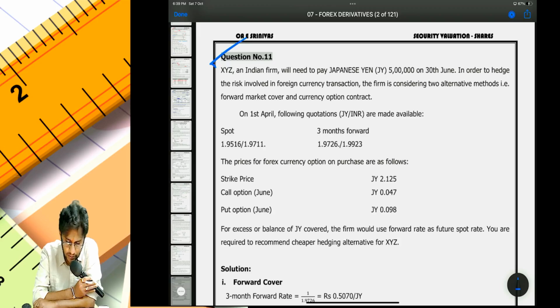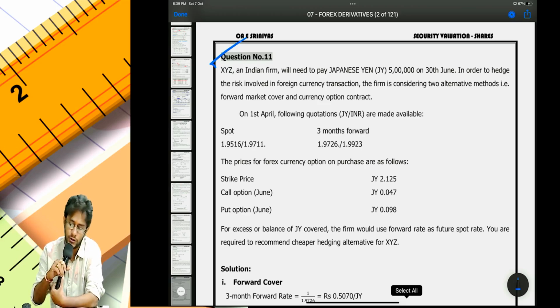On 1st April, the following quotations JY by INR are made available. Spot rate bid ask is given, forward rate bid ask is also given. The price of foreign currency option on purchase are as follows. Strike price Japanese yen 2.125, that is the strike price given there.